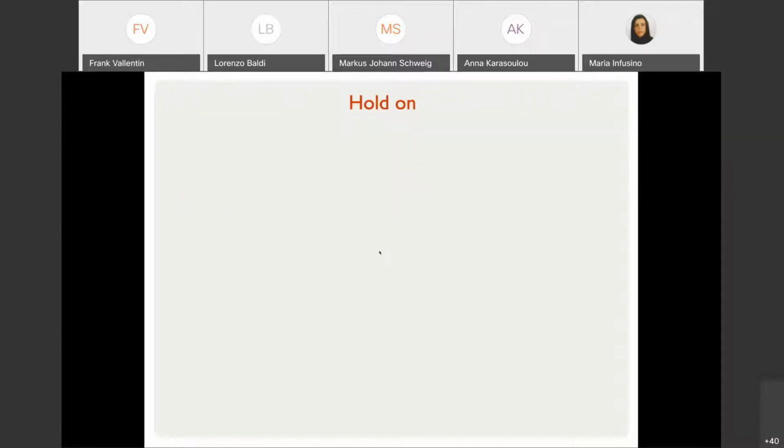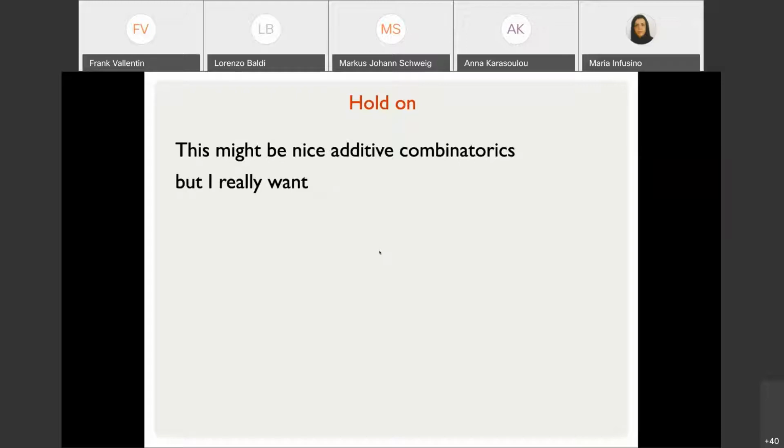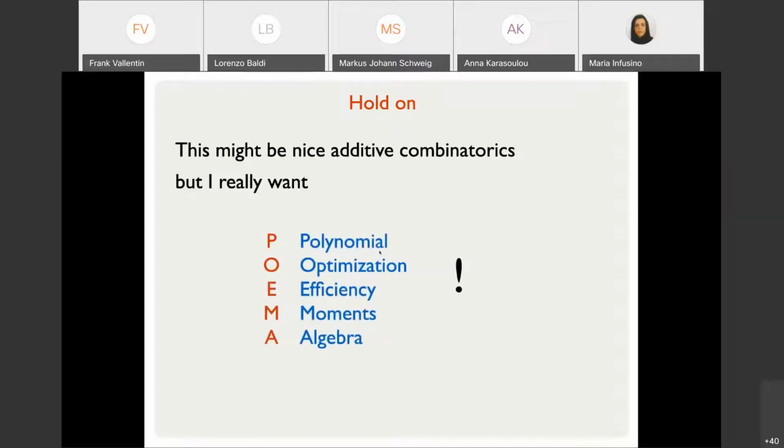And now you might say, hold on. This is maybe nice additive combinatorics, but because I go to the POEMA workshop, I really want to have POEMA here. Polynomial optimization, efficiency, moments in algebra. So far, we maybe only talked about algebra because we talked about groups, but all the other four letters were not addressed at all before. Okay, so please don't leave the meeting now, because I want to make an argument that the other four letters are also very much addressable by this problem.